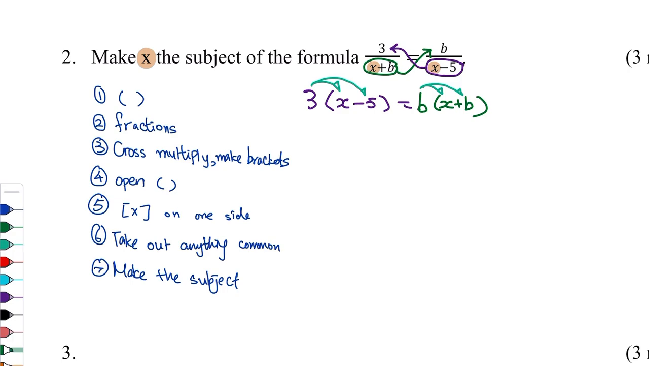3 times x, 3x, 3 times negative 5, negative 15. B times x, you have bx, b times b, you have b squared. So you have already done the opening up the brackets.